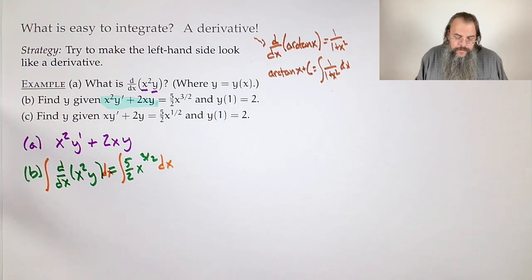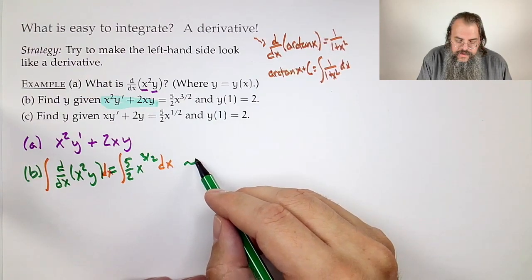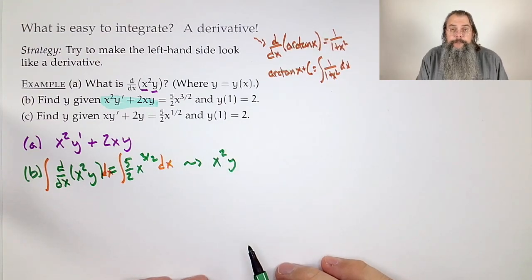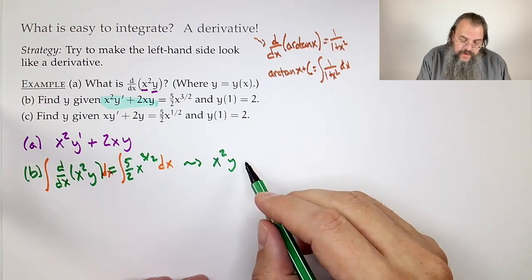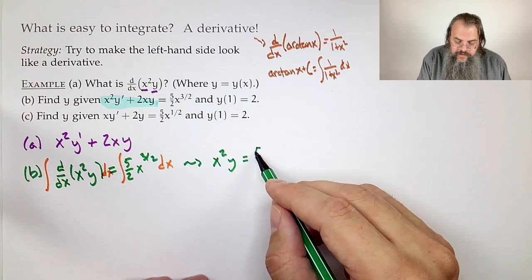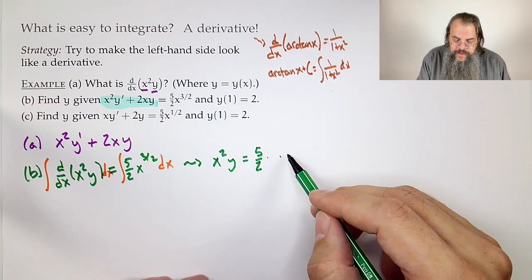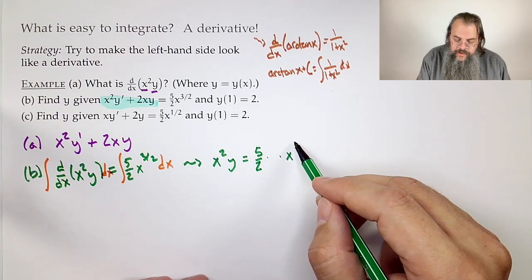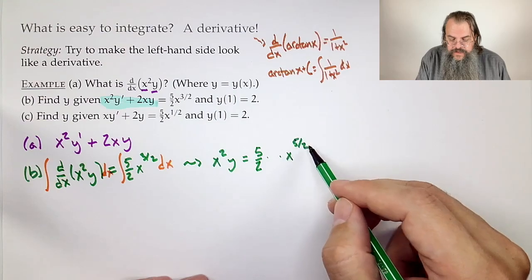Well, what do we get? The integral of the derivative is the original function, x squared y. All right, integral of 5 halves x to the 3 halves. Now, you might be able to do it in your head, and if you can't, that's okay. So the 5/2, and then there's going to be a number here. And when you have a power of x, you add 1. So 3/2 plus 1 is 5/2. Oh, that's rather interesting, convenient.